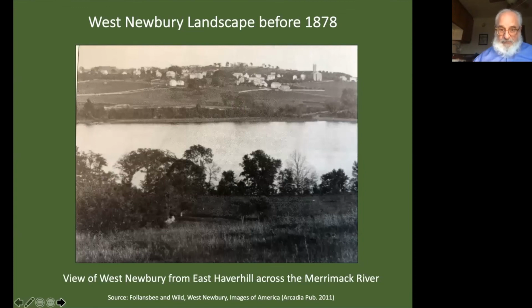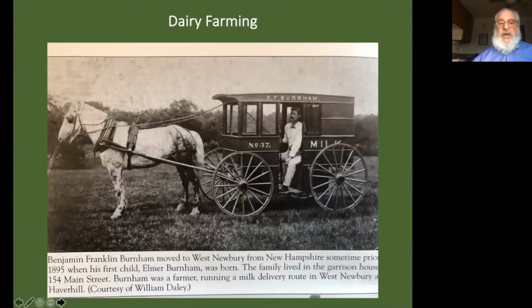Well, again, here's the view of West Newbury before 1878. Some dwellings close by the church in town. We'll see some more of that later, the church up here, but a lot of cleared land because of the farming. And at one point, I forget whether we had 13 or 11 dairies in town.